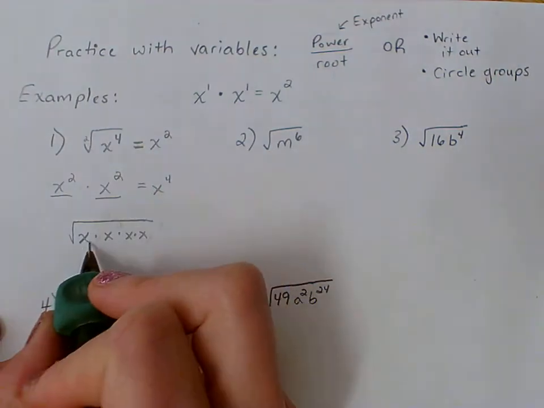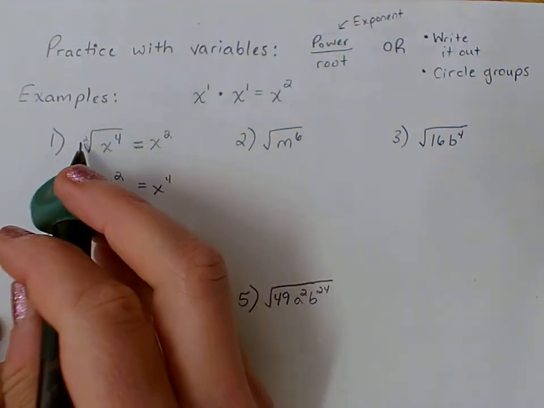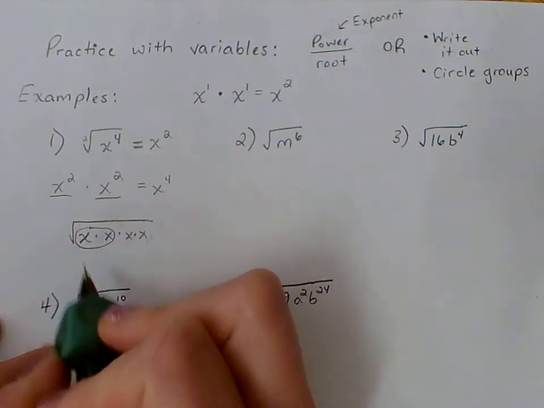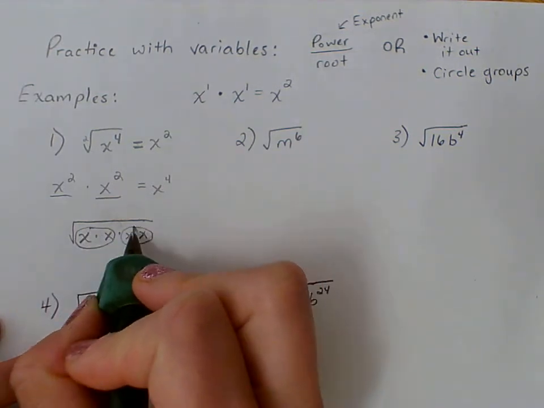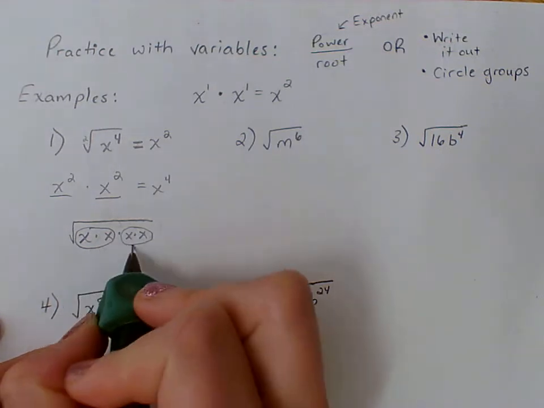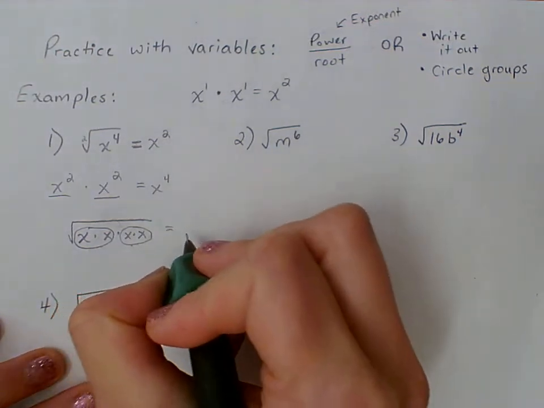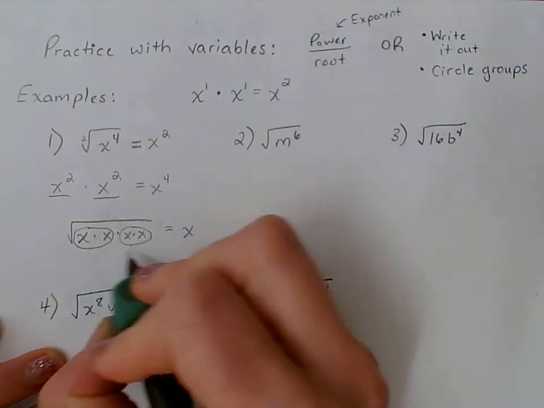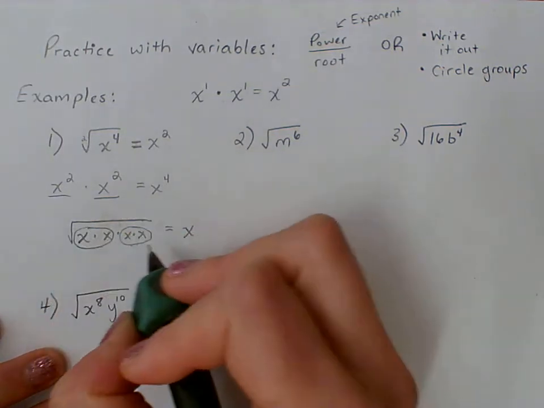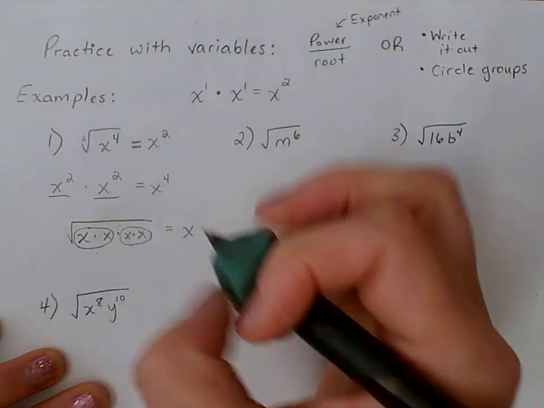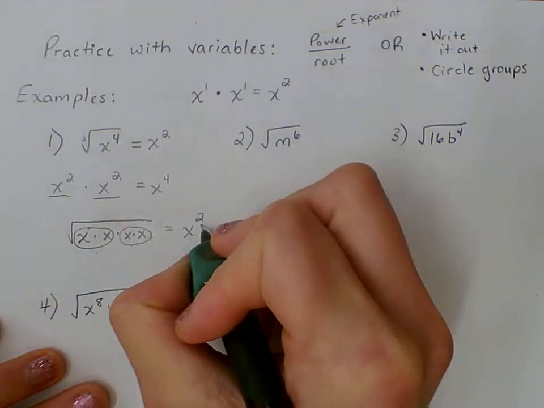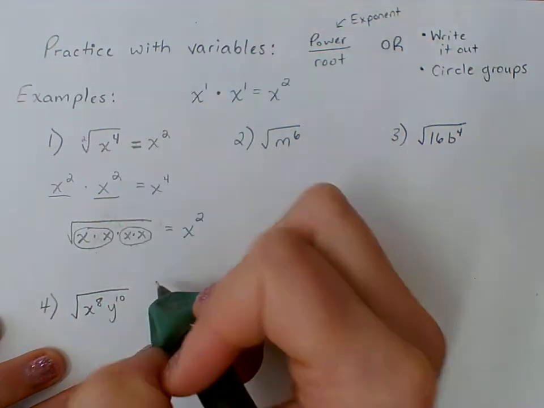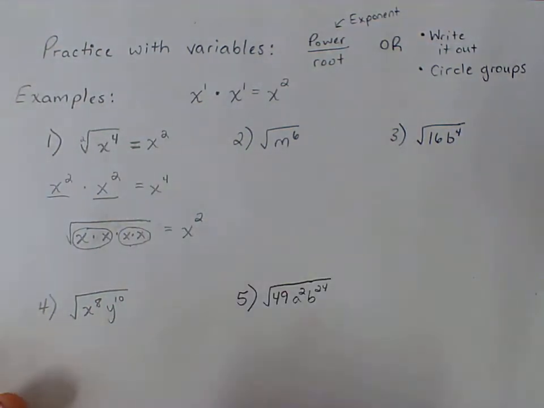So notice the radical is a 2, so you're going to write it out, and then you circle groups of 2. So there's a group of 2, there's a group of 2, and however many groups you have is actually going to be the exponent of your answer. So you can take it from underneath the radical, and then we made 2 groups, so it'd be x to the 2nd power as your answer. And so notice, no matter which way we did it, you end up with the same answer, okay?